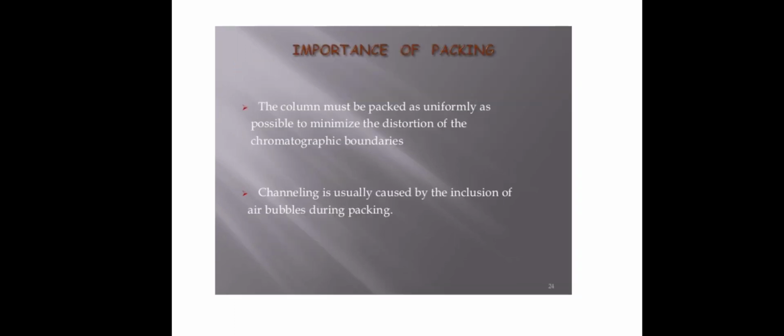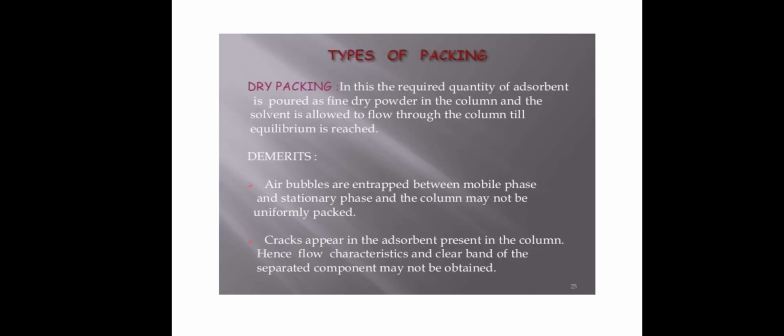Importance of packing of the column. The column must be packed as uniformly as possible to minimize the distortion of the chromatographic boundaries. Channeling is usually caused by the incursion of air bubbles during column packing. There are two types of packing: one is dry packing, another one is wet packing.